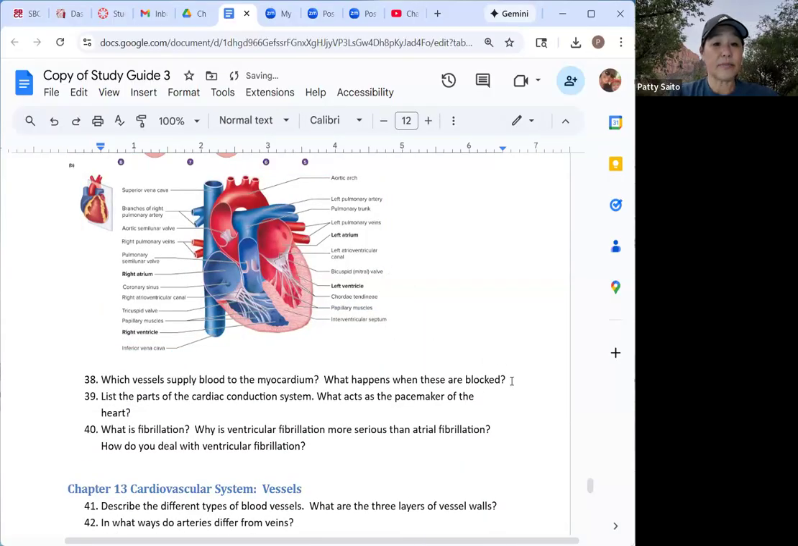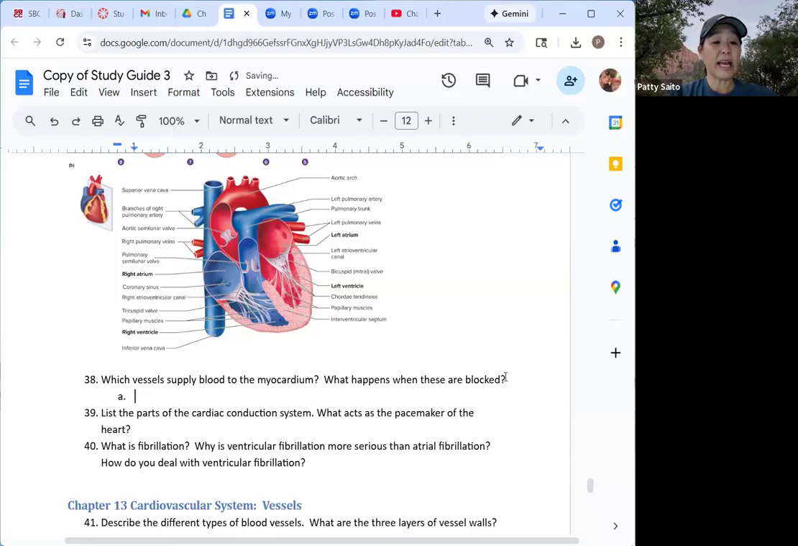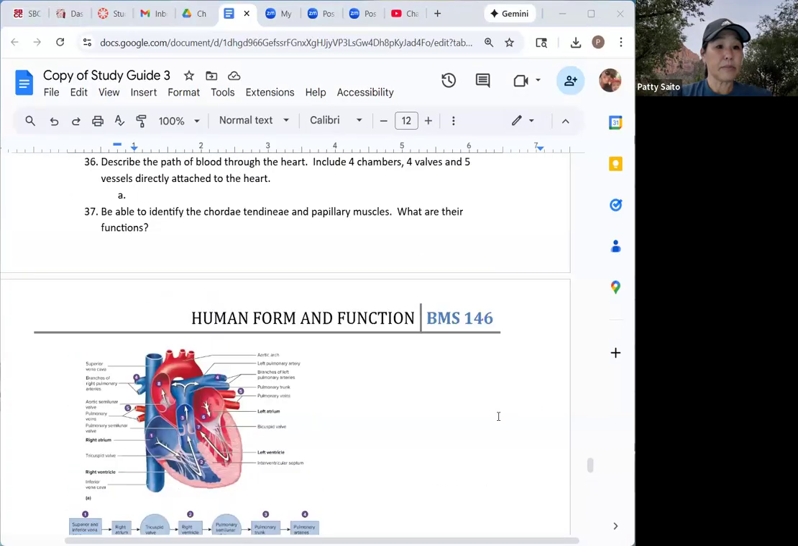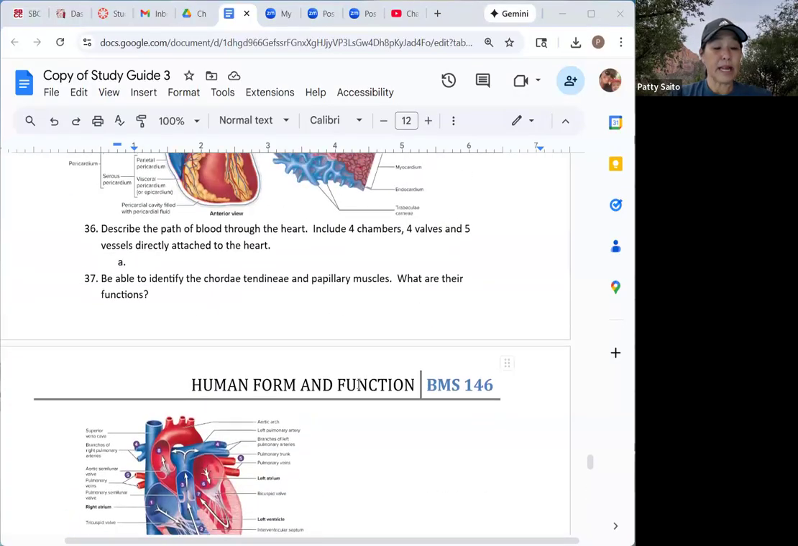All right, so this next question. What vessels supply blood to the myocardium? So you might think that, well, blood is flowing through the heart. Shouldn't that supply the myocardium, which is the cardiac muscle itself, with oxygen and nutrients? The answer is no. It has its own. Oops, I skipped something. Okay, sorry. I skipped number 37.